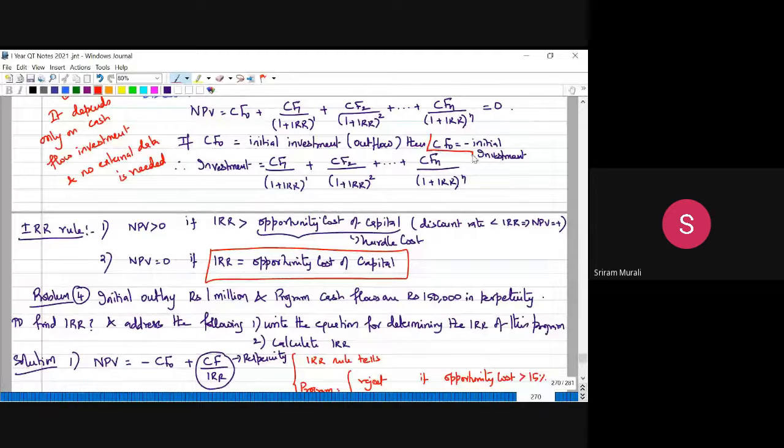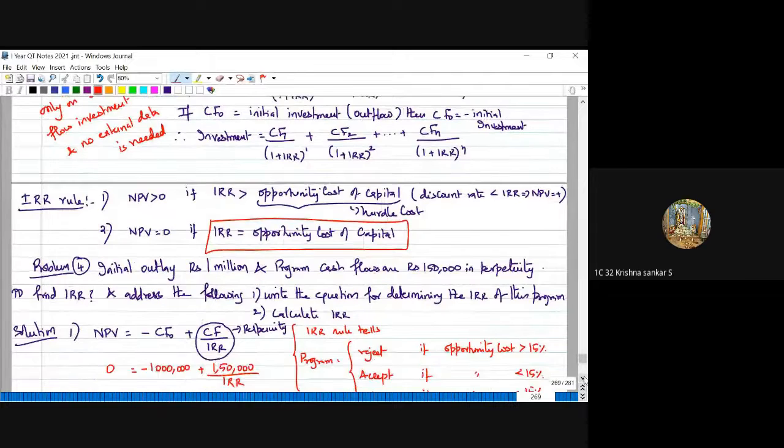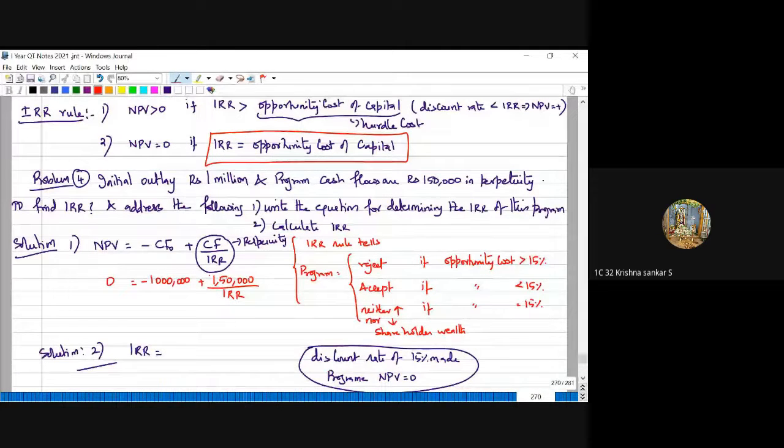CF naught will be equal to the initial investment. Okay, sir. So what is IRR now? If you bring it to that side, then IRR will be equal to 1,50,000 divided by 1 million.